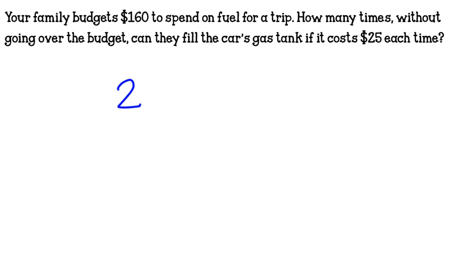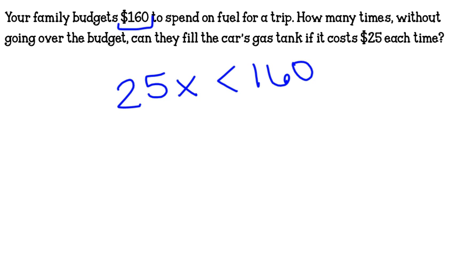So we're going to take 25 times the number of times they fill it up, and we don't know what that is, so we're going to do X. And we need to be under $160. If we go over, we've gone over budget. So we have 25X is less than 160. And then to solve for X, we just divide by 25 on both sides.